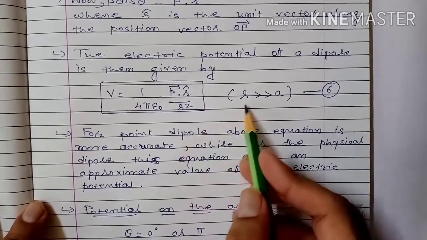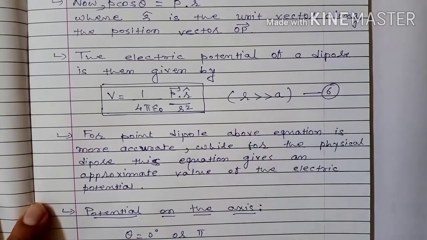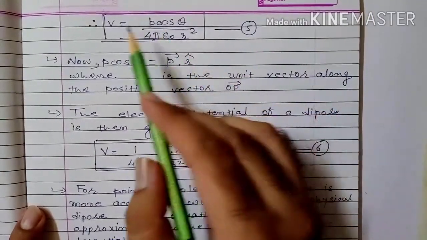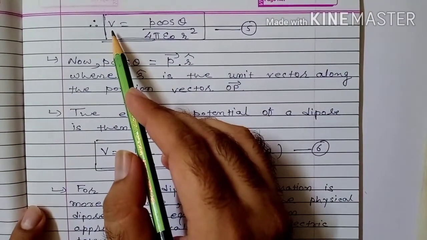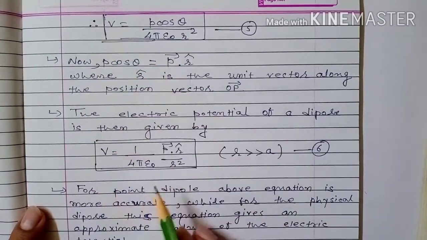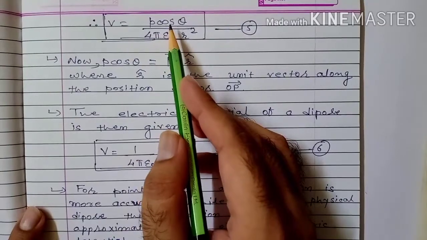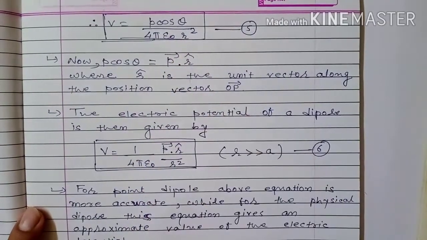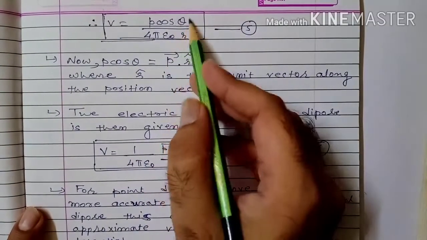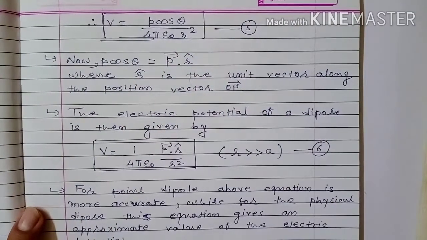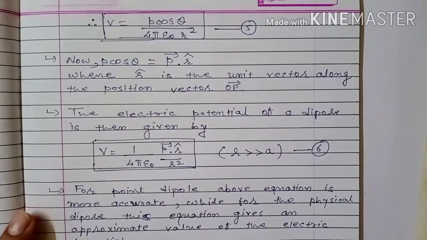So this equation is true only when r is much greater than a. Here equation 5 is the general equation of electrostatic potential at any point P due to an electric dipole. From this equation it is clear that electrostatic potential depends on theta and distance r. As the value of theta changes, electrostatic potential will change. As the value of distance r changes, the value of electrostatic potential will change.